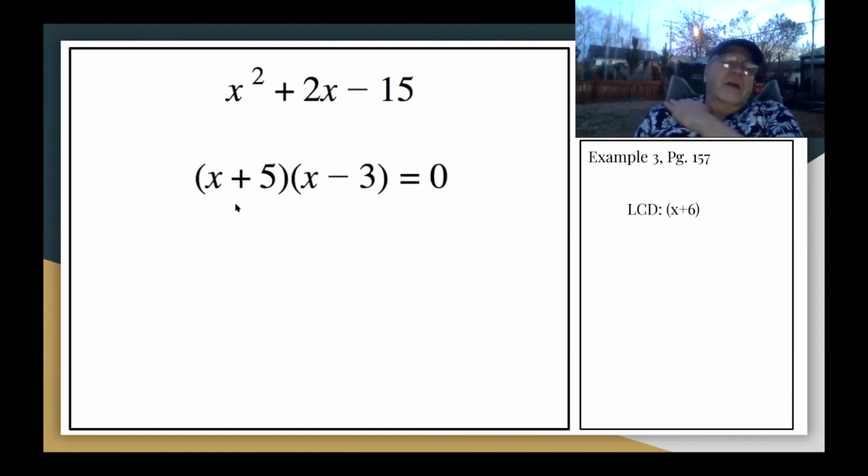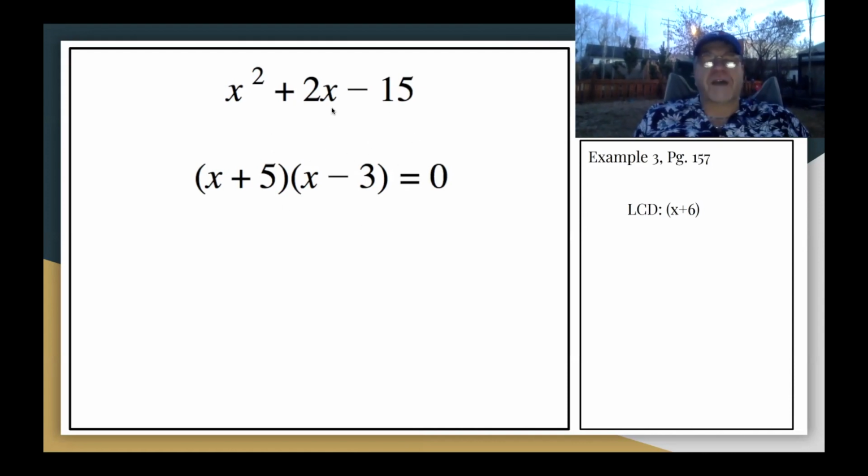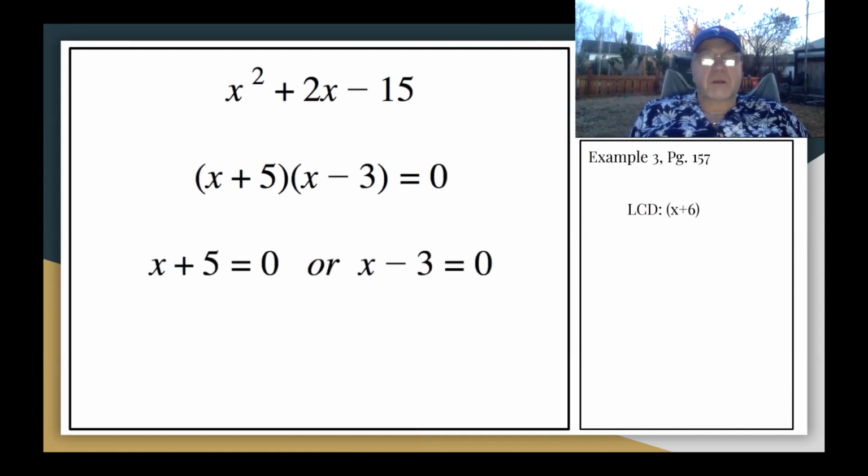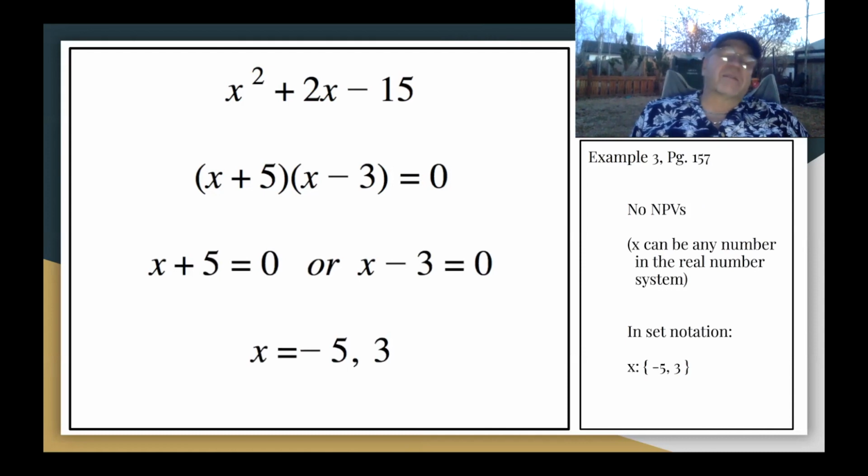Is this true? x times x, x squared, minus 3x plus 5x, there's plus 2x, and then 5 times negative 3. Yep, this is true. So here is your factored form of that quadratic. And so we're going to have two possible answers, I think, for this equation. Yep, x plus 5 equals 0, or x minus 3 equals 0. In other words, x is negative 5 or 3.